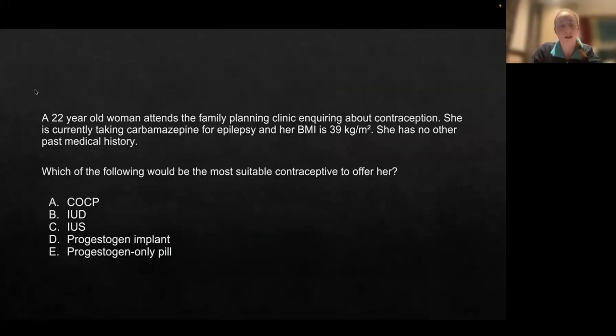Okay, so first question. A 22-year-old woman attends the family planning clinic inquiring about contraception. She's currently taking carbamazepine for epilepsy, and her BMI is 39 kilograms per meter squared. She has no other past medical history. Which of the following would be the most suitable contraceptive to offer her?